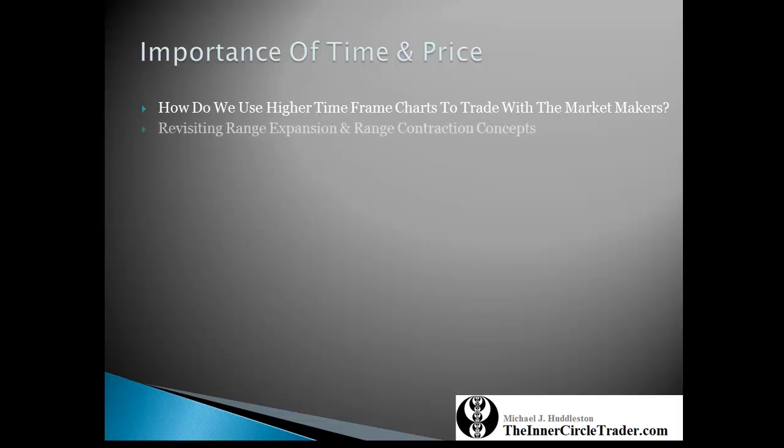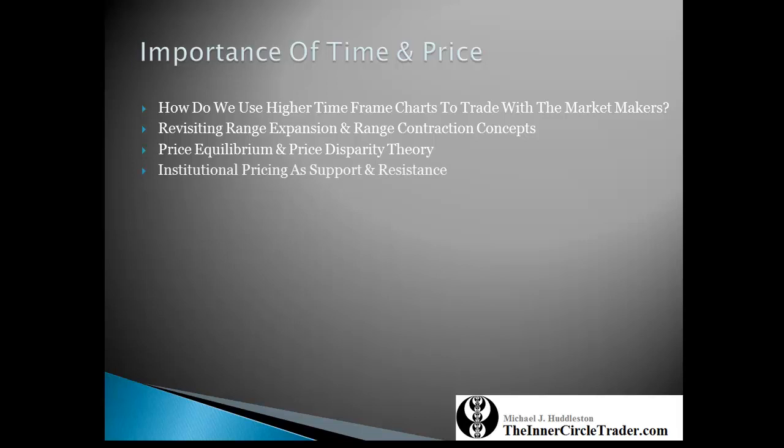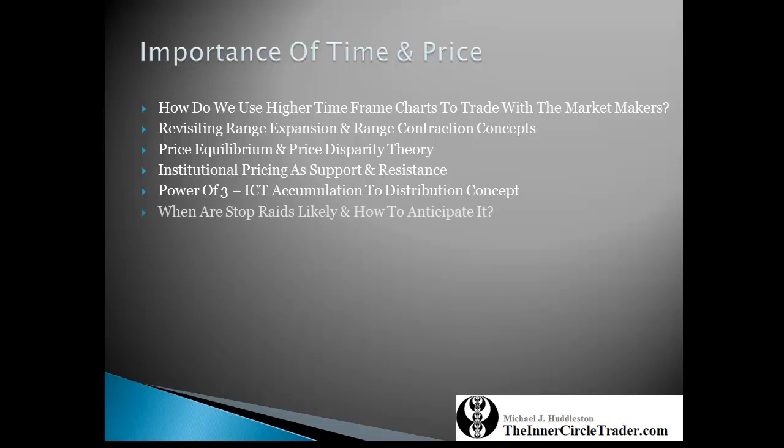We're going into details about that, and we're going to be revisiting the range expansion and range contraction concepts that I'm familiar with in many of my older teaching tutorials. And we're going to be looking at price equilibrium and price disparity theory, institutional pricing as support and resistance, and, in a certain sense, revisiting the Power 3, which is my ICT accumulation to distribution concept. And when are stop runs likely and how to anticipate them.